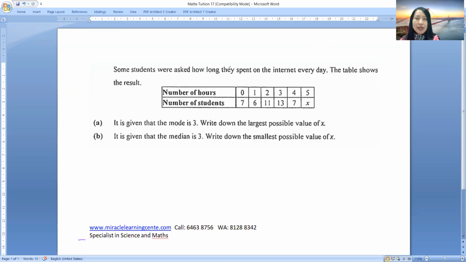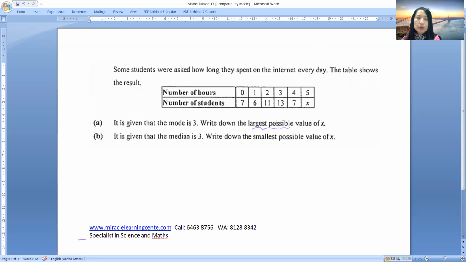Some students were asked how long they spend on the internet every day. I'm sure you all spend a lot of time on the internet, right? So do I. The table shows the result. Okay, so you have number of hours and number of students. A, it is given that the mode is 3. Write down the largest possible value of x.